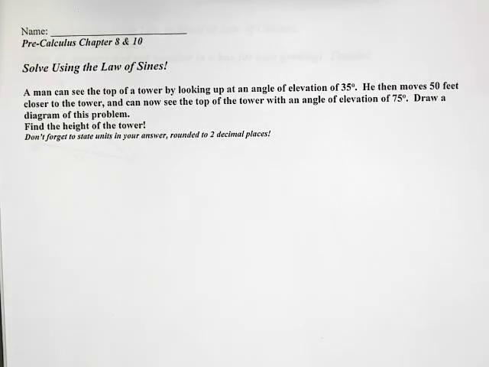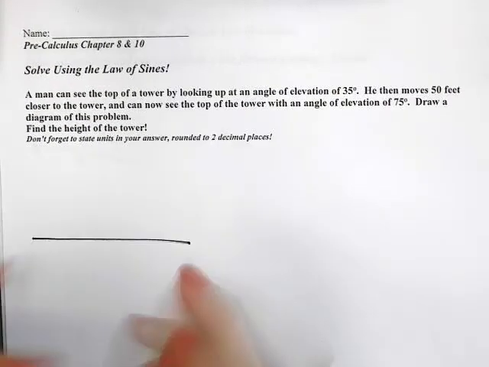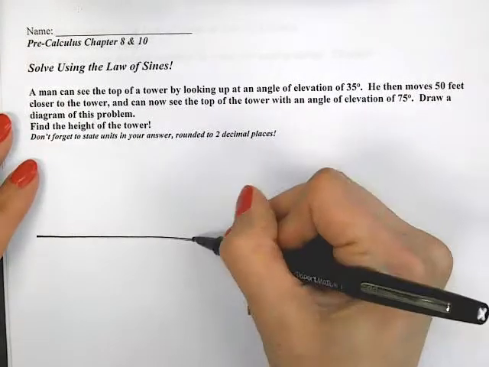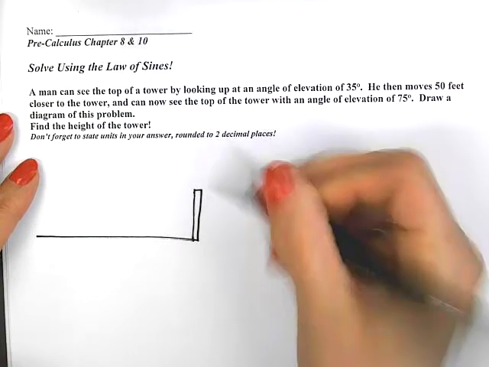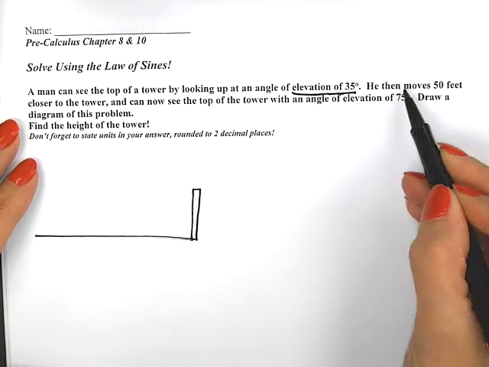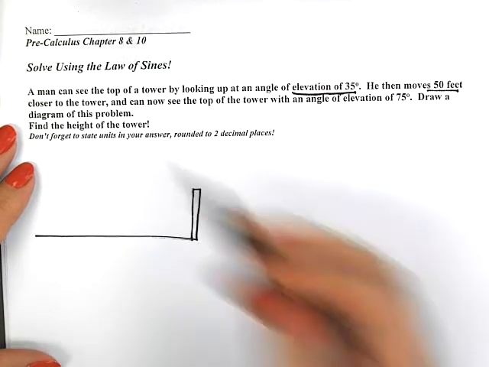So let's see. A man can see the top of a tower by looking up at an angle of elevation of 35 degrees. So the first thing I always recommend doing is drawing the ground. Okay? And then the man can see the tower. So just draw something that represents tower. He looks up at an angle of elevation. He then moves 50 feet closer.